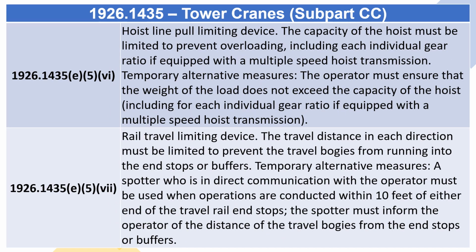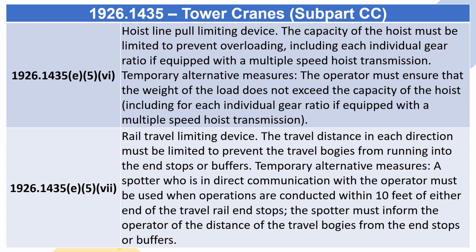1926.1435 E5.6 Hoist line pull limiting device. The capacity of the hoist must be limited to prevent overloading, including each individual gear ratio if equipped with a multiple speed hoist transmission. Temporary alternative measures. The operator must ensure that the weight of the load does not exceed the capacity of the hoist, including for each individual gear ratio if equipped with a multiple speed hoist transmission.